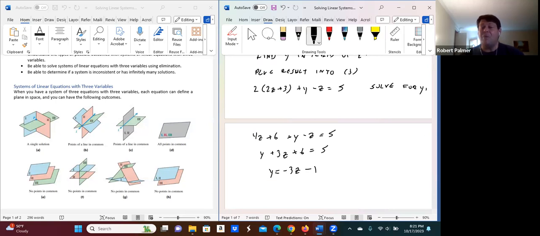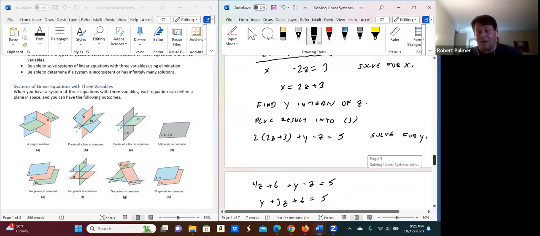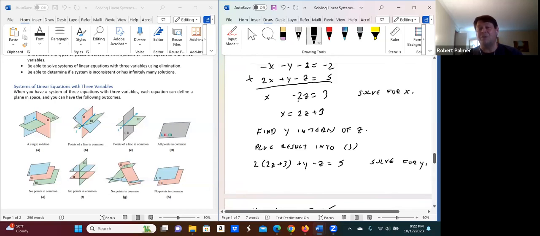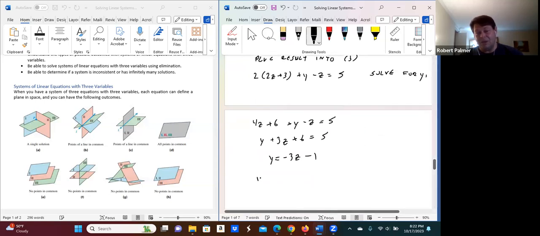So now, since we got an actual answer for this, we didn't get a false statement. That means this is an infinitely many solutions case. If it's inconsistent, we get a false statement like 0 equals 3 or something like that, as in the previous example. Since we got this, we have infinitely many solutions.